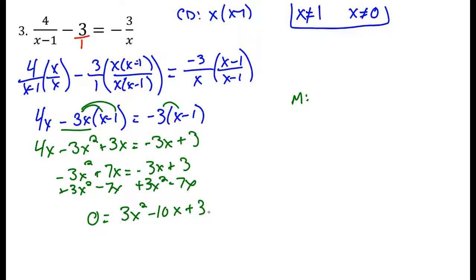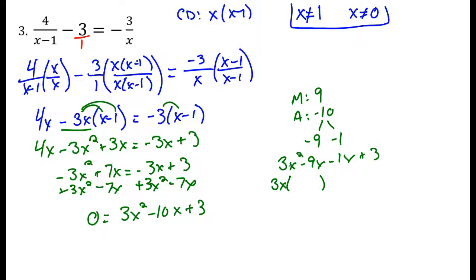What multiplies to a times c? What multiplies to 9 and adds to negative 10? Well, that's negative 9 and negative 1. So I'm going to break up that middle term using those two numbers. And now GCF. Now group, because it's 4 terms, I can group. x minus 3. I'm going to have to take out a negative 1. So I get 0 equals, in factored form, x minus 3 times 3x minus 1.